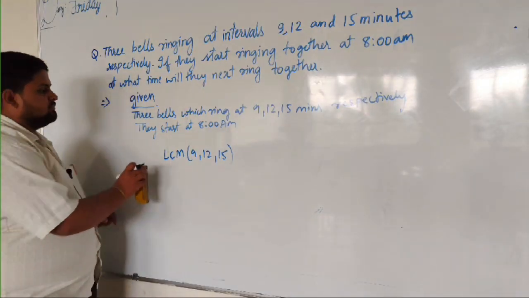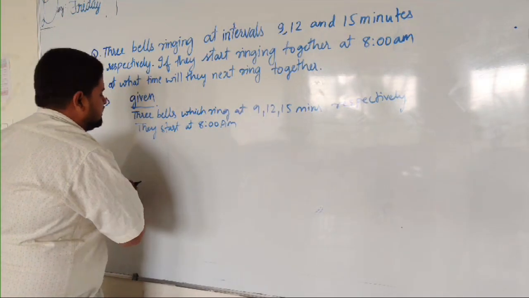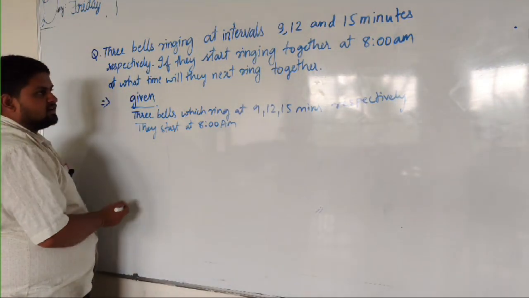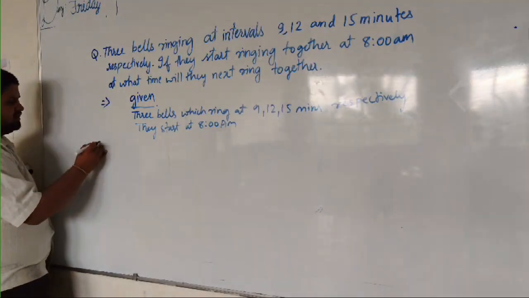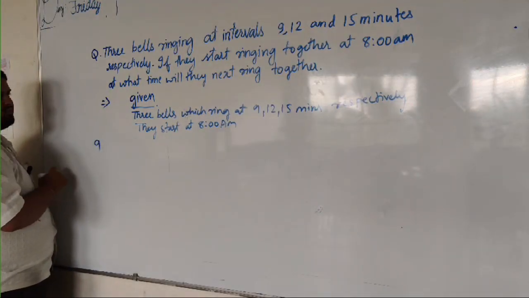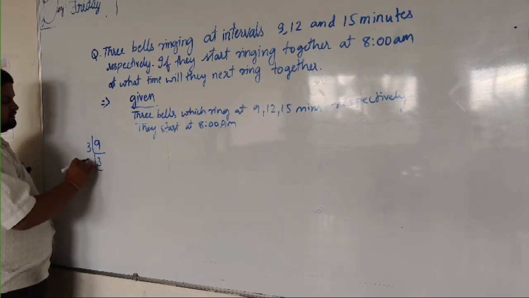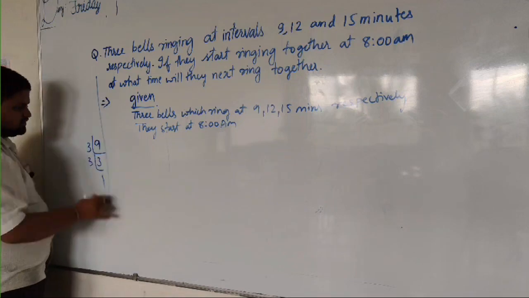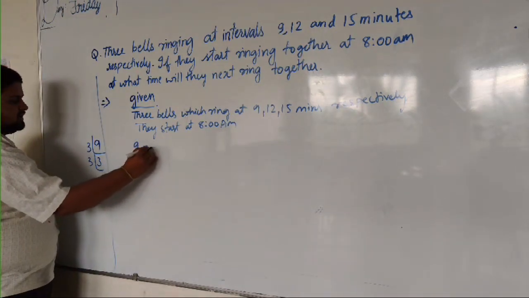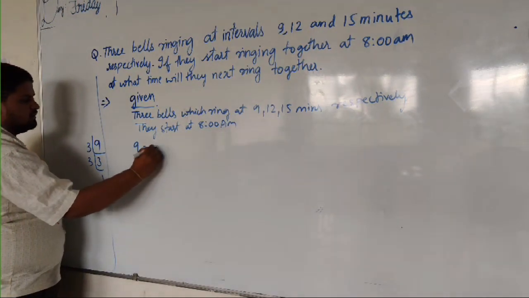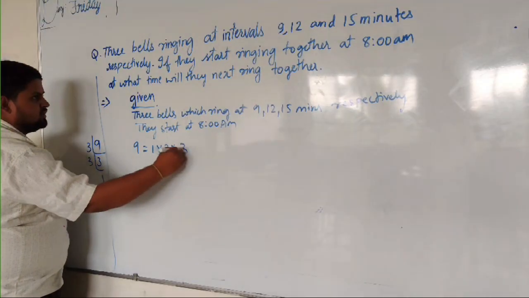Now let us find the LCM of 9, 12 and 15. Before that, we'll find the prime factorization of 9, 12 and 15. So we'll take the number 9. Let us prime factorize 9. 3 3s are 9, 3 1s are 3. So 9 can be written as 1 into 3 into 3.